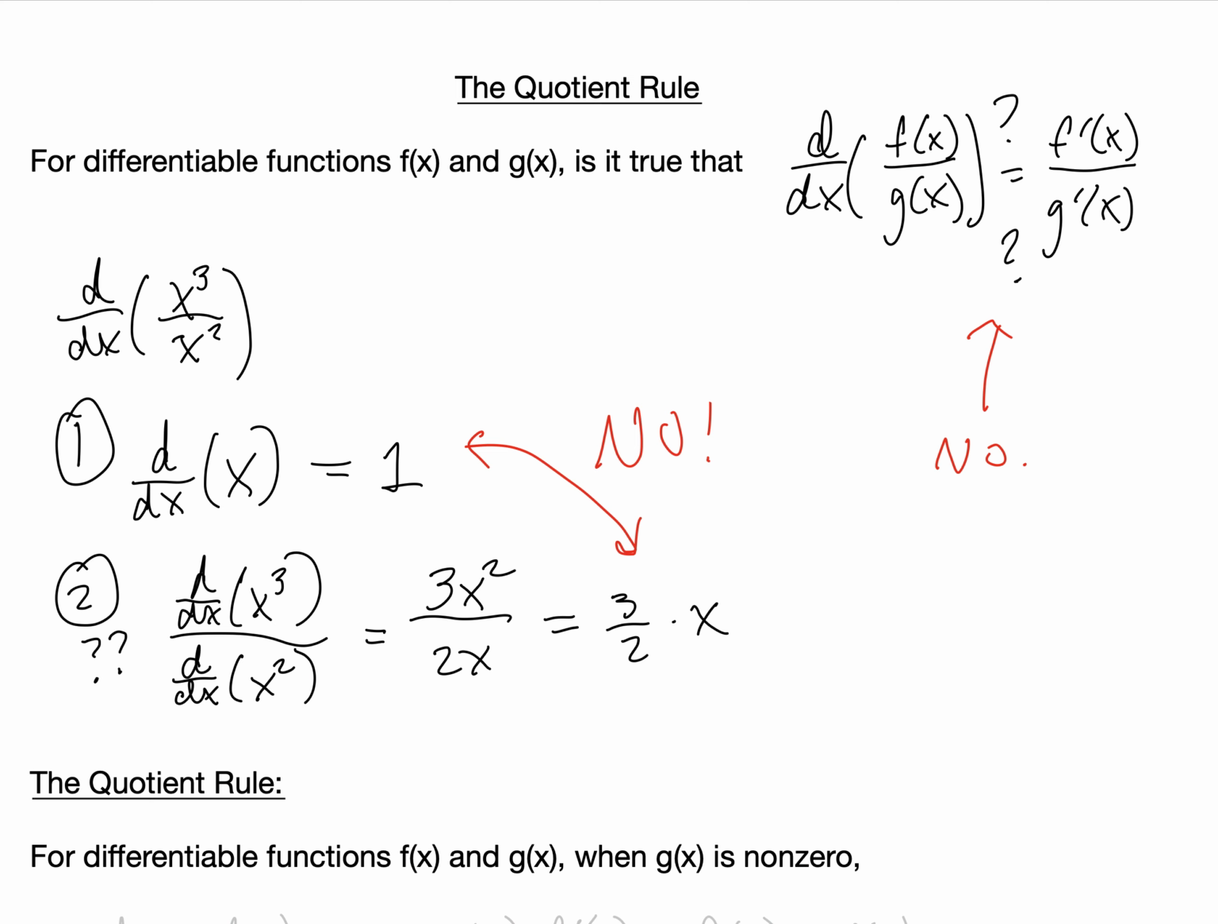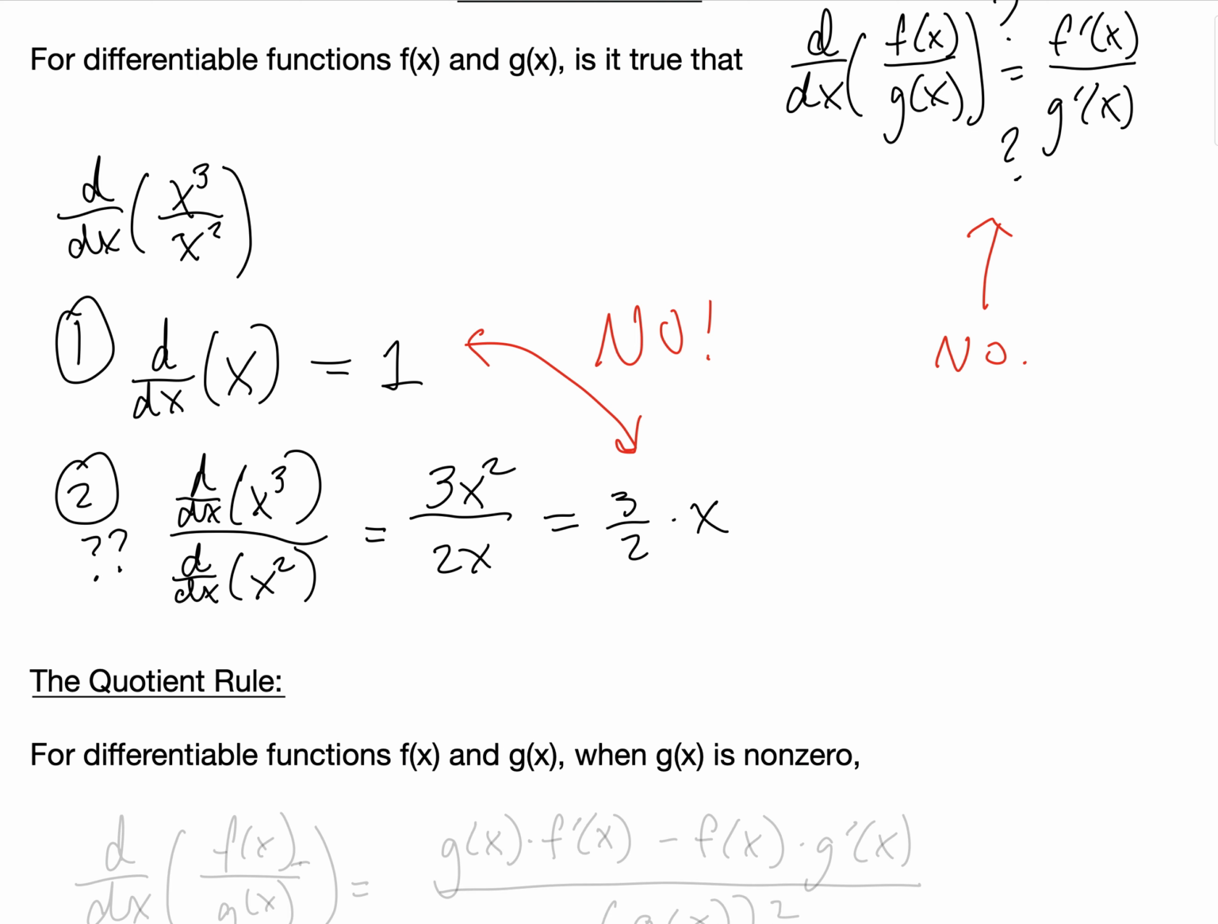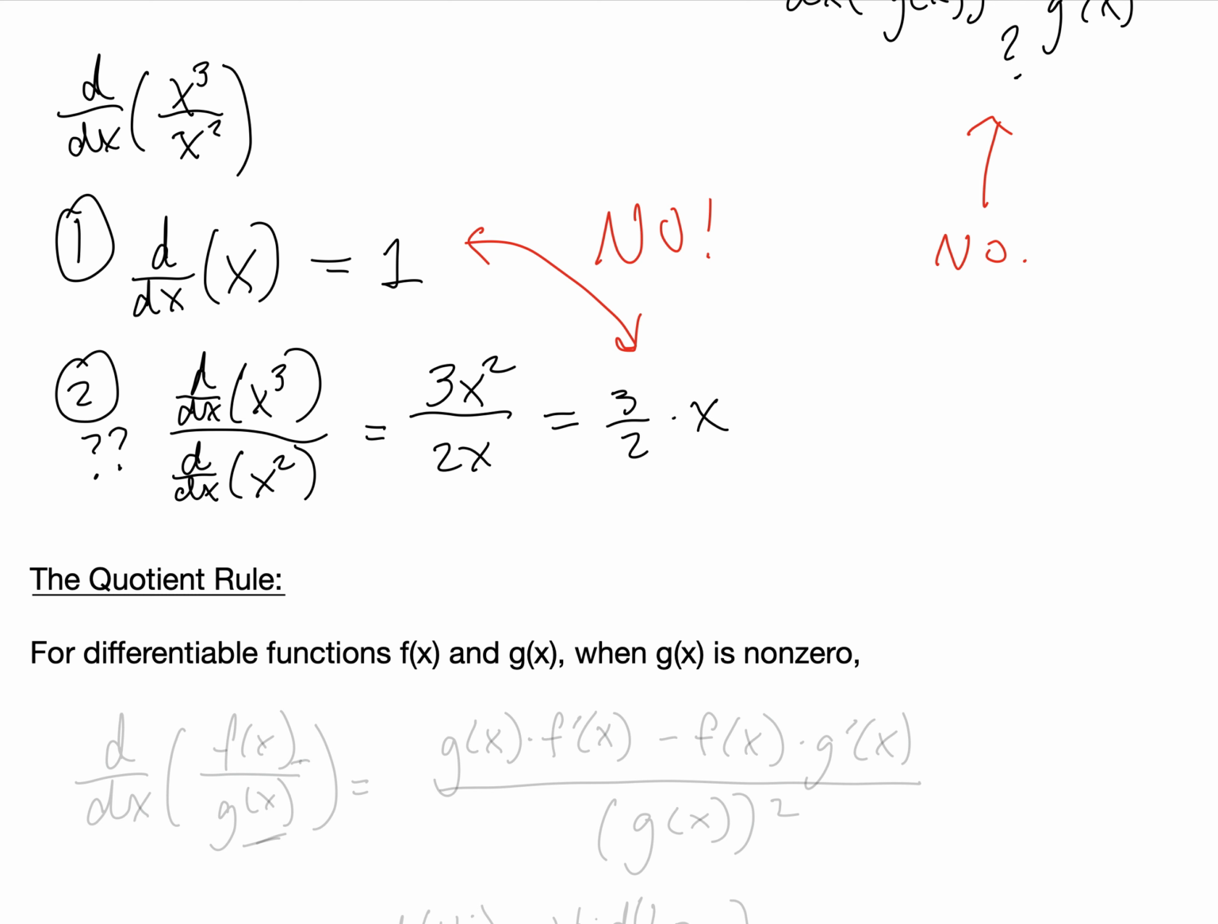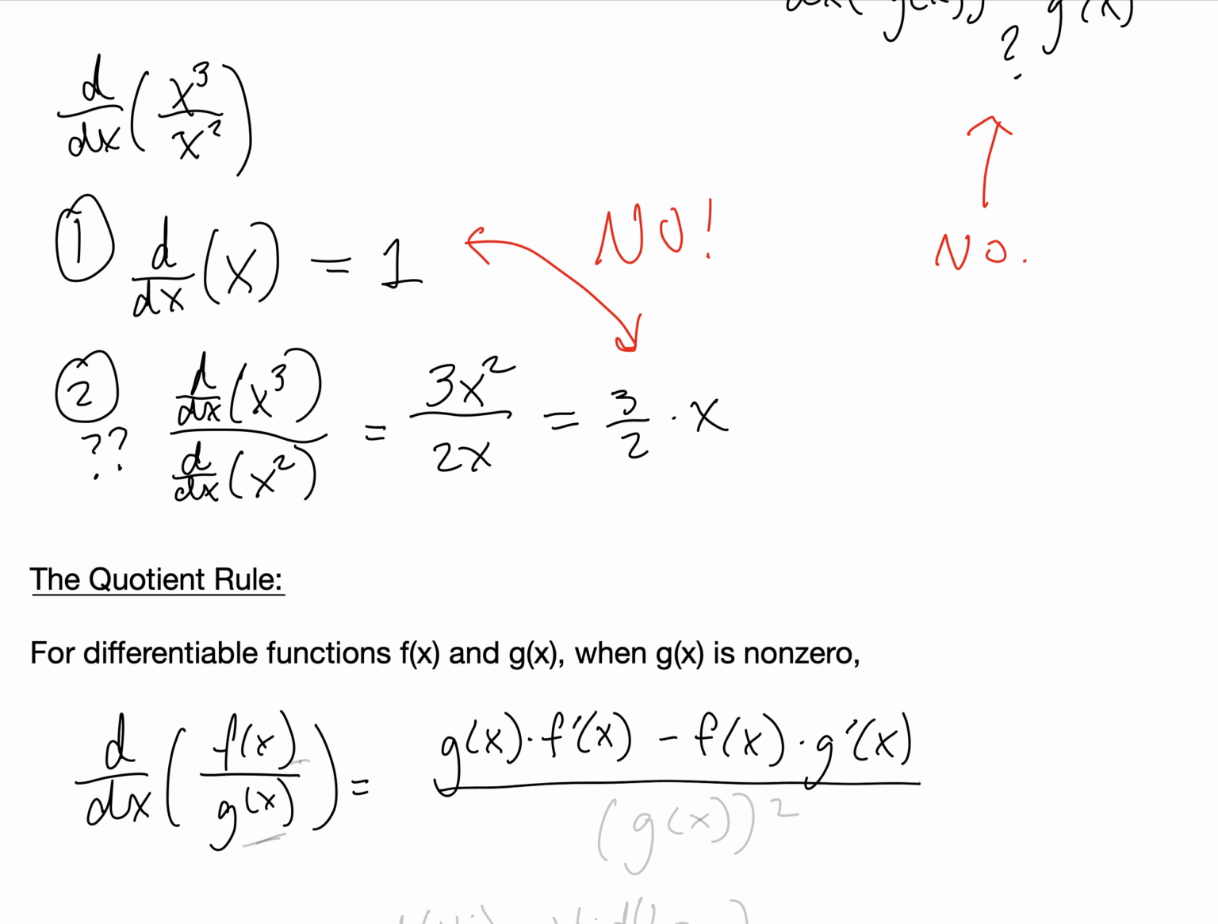So I'll now state the quotient rule for derivatives. We'll do an example and then we will prove that it is true. So for differentiable functions f of x and g of x, when g of x is not equal to 0, the derivative with respect to x of f of x divided by g of x is equal to g of x times f prime of x minus f of x times g prime of x, all divided by g of x squared.